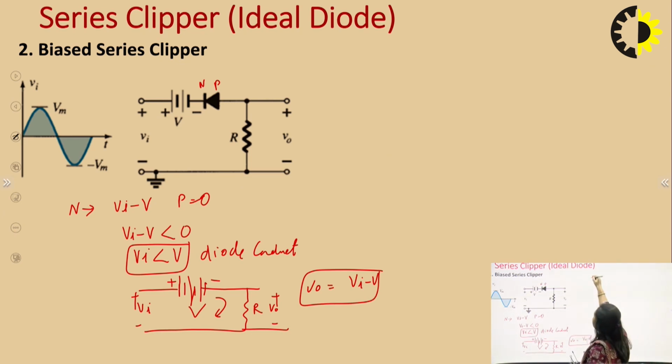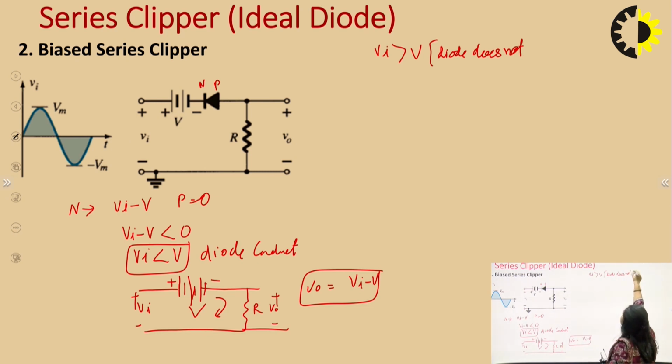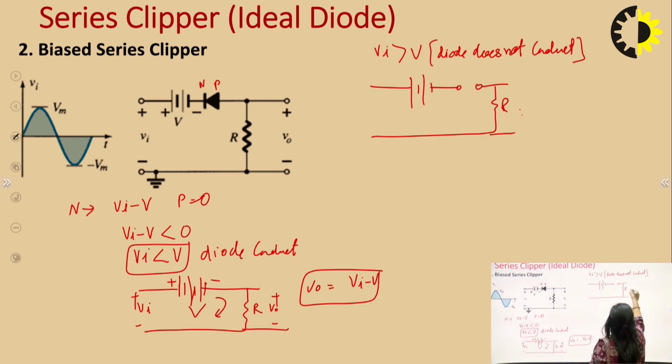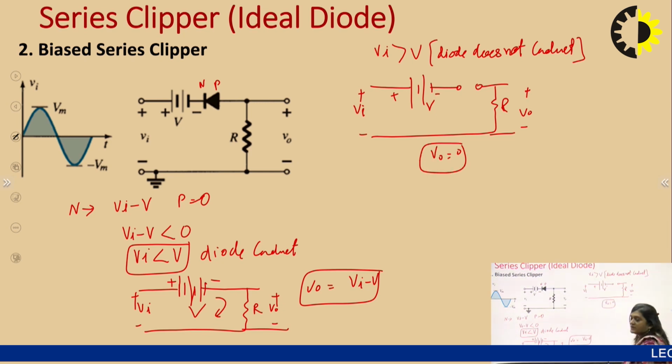And in the reverse state, Vi greater than V, the diode does not conduct. In this case, the equivalent circuit would be like this: the diode will now be open, with this resistance. This is V and this is Vi. In this case, the output would be equal to 0 because the diode is open and no current is flowing through the circuit. Output would be equal to 0.